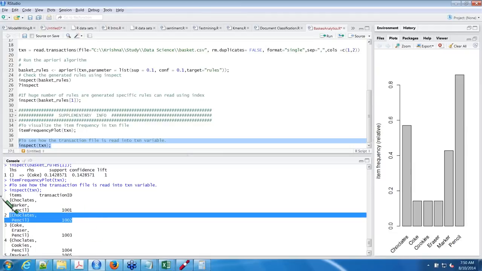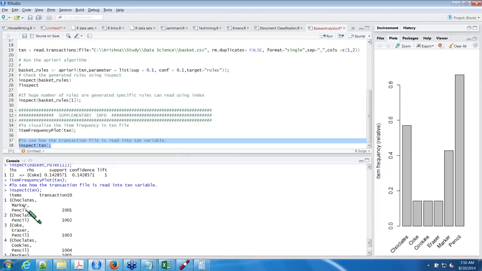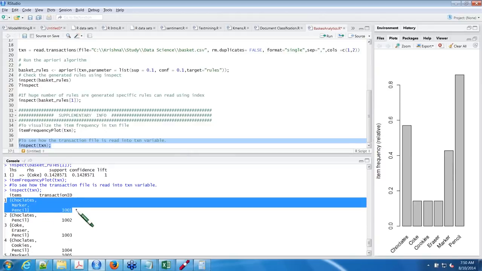You see the transaction items. So the first column should always be a transaction, the second column a list of products. Then it converts into a list of vectors for each product. What is each transaction ID? What is the list of products purchased together? So that's the meaning of it.